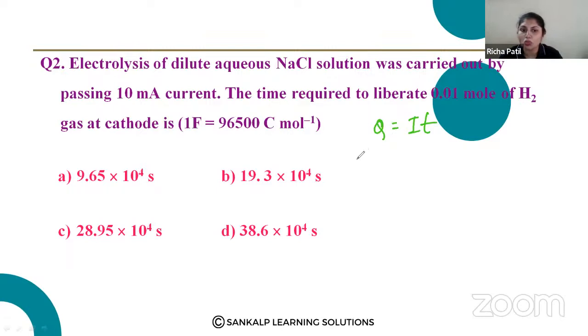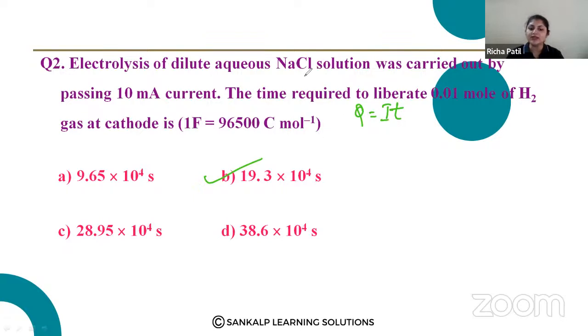Damini, Abhishek, yes, the answer is B. So how is it B? We'll solve this for the others who have not understood it. You know Q is equal to IT, right? Q is equal to IT according to the first law. We have seen how it comes, Q is equal to IT.